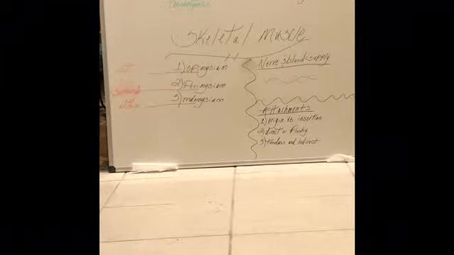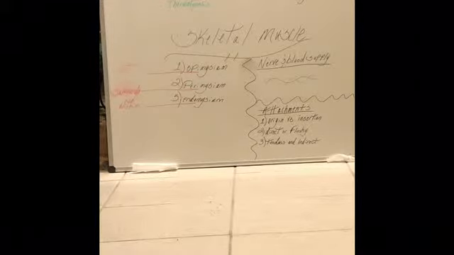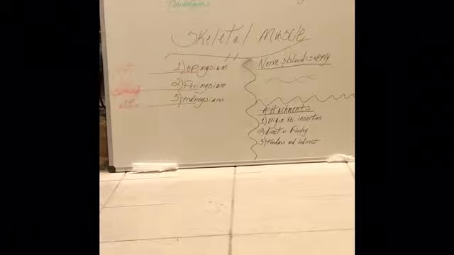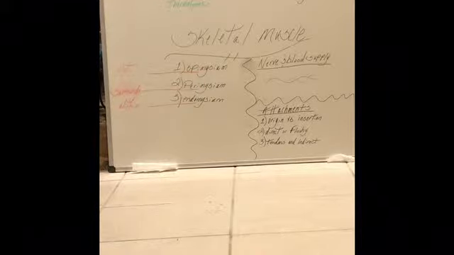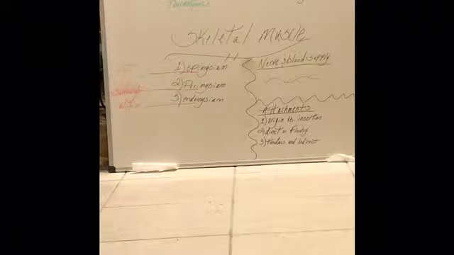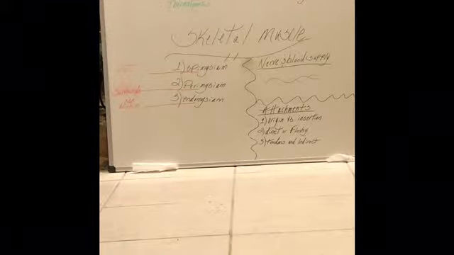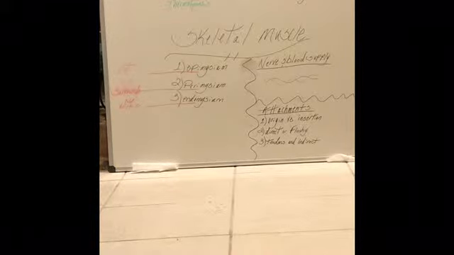Perimysium surrounds each fascicle and is also made out of dense, irregular tissue. Fascicles are in each skeletal muscle. The fibers are collected together. Endomysium is within the muscle and surrounds each individual muscle fiber and is made up of areolar connective tissue.